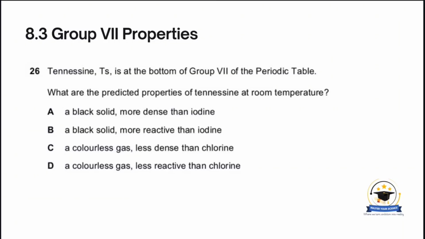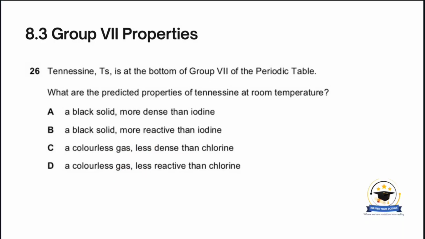Then next question says tennessine is at the bottom of group 7 of the periodic table. What are the predicted properties of tennessine at room temperature? So we know that iodine, which is before tennessine, is a gray-black solid, which means tennessine has to also be a solid at room temperature. So if we look at our answers, that makes C and D incorrect.